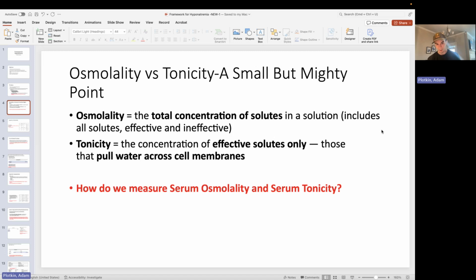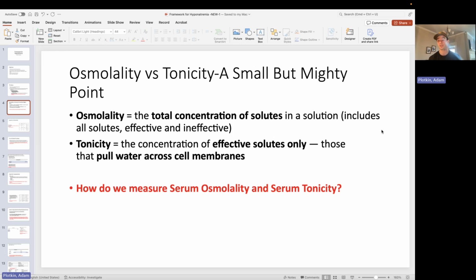So my question for you then is, how do we measure serum osmolality versus serum tonicity, right? So these are classic equations. I usually tell my students not to worry too much about equations. This is one of the ones I would probably know for exams and for real life.